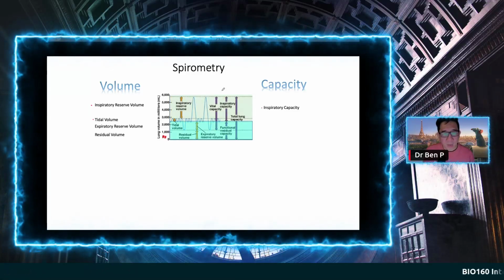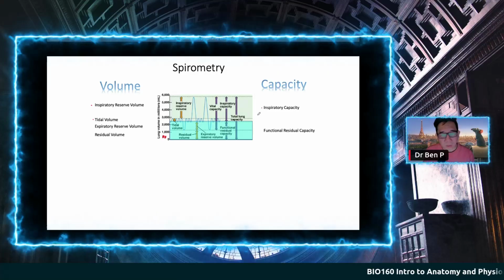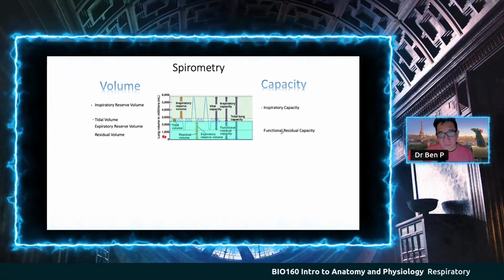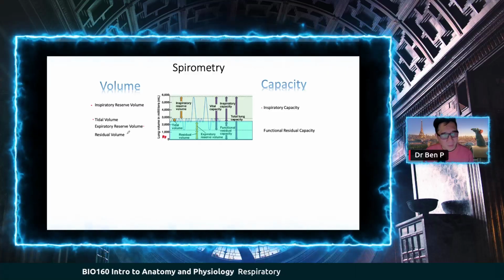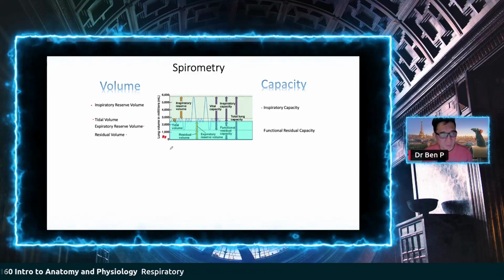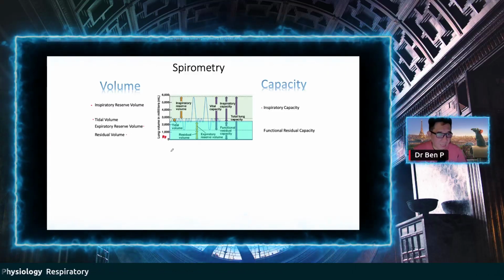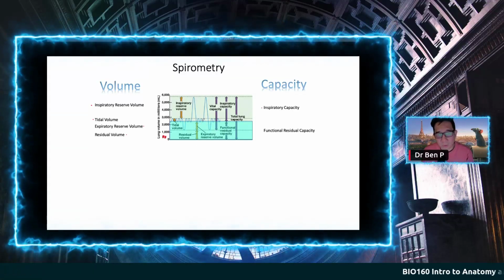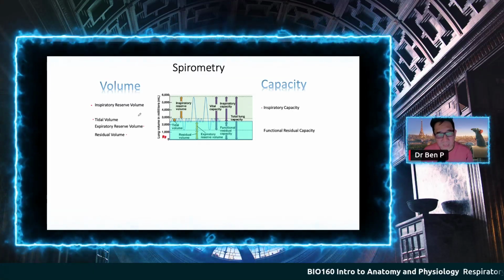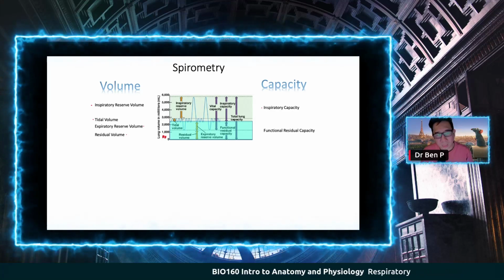Then you have the functional residual capacity, FRC. This is the expiratory reserve volume plus the residual volume, the ERV and RV added together. So what is this? TV is your normal breath. Your normal breath is breathing.